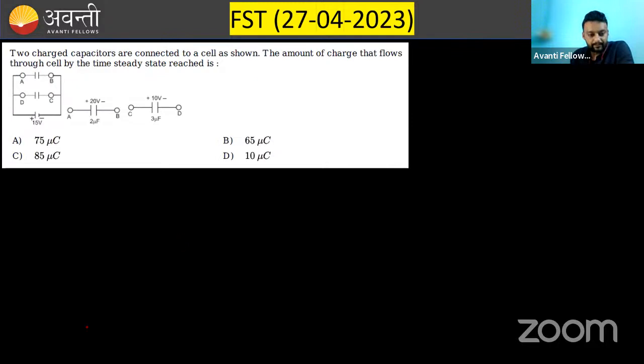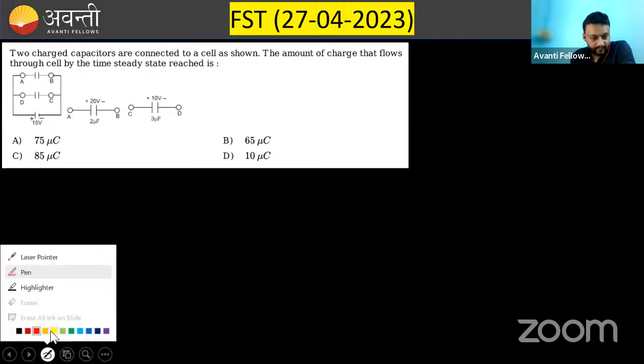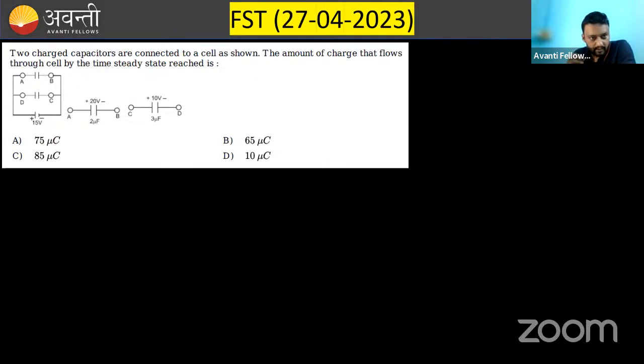This is a good question. In this question, let's redraw the diagram. The question says two charged capacitors are connected to a cell as shown. These capacitors are already charged. Mark my words. The amount of charge that flows through the cell by the time steady state is reached. Now listen to me. First of all, I am redrawing the diagram.